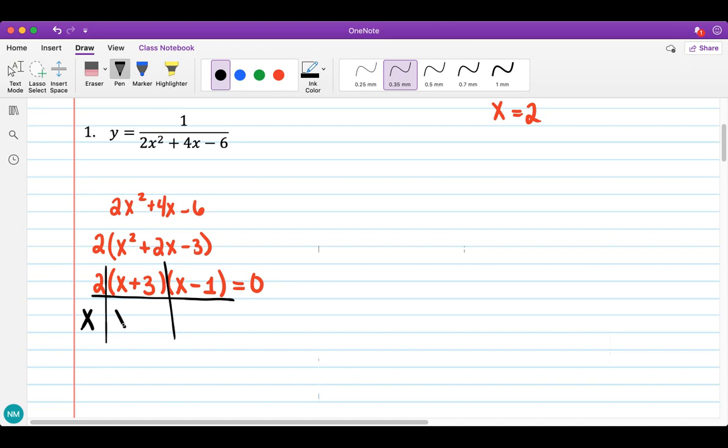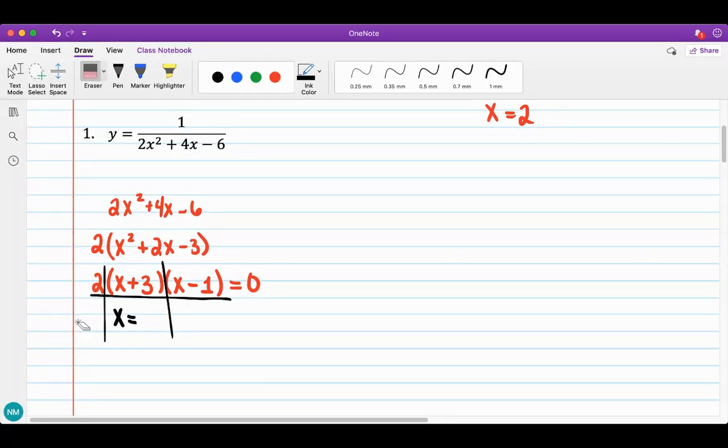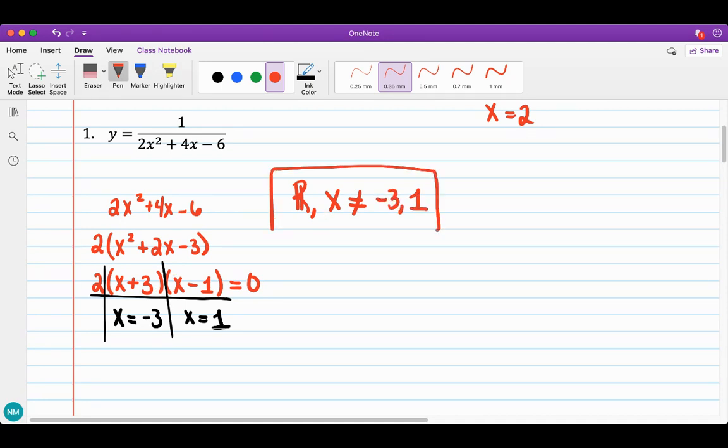But the other factors do matter. So here I get x equals -3 and x equals +1. So my domain is going to be all real numbers, but x cannot equal -3 and +1. How can I check the work? Well, I can plug these in and make sure I get 0 in the denominator, because that is what's going to make it undefined.